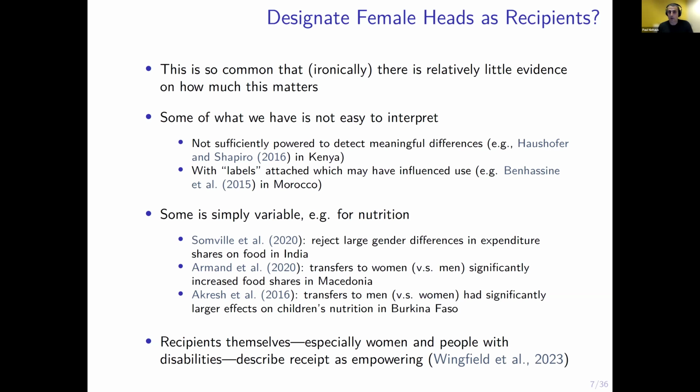Just in the same way that when we look at two households and see that one of them is deprived relative to another, we say we want to prioritize them for transfers, right? So I don't think you need to have shown rigorous causal evidence of differential effects in order to make a very strong argument in favor of designating female heads, or any disadvantaged member within a household, as the recipient. And indeed, if you look at what people themselves say about the experience of receiving transfers, especially women and especially people with other disabilities or disadvantages, they describe that experience as being empowering, which I think is consistent with it.